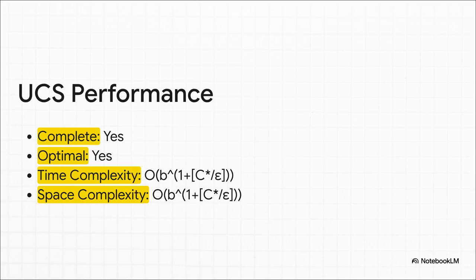But then we get to time and space complexity. And yeah, that formula looks a little scary, but don't worry about the exact math. What it's basically telling you is that the performance is tied to how expensive the final solution is. The more costly the optimal path, the more work the algorithm has to do. And that points to its Achilles heel. It can be pretty slow and eat up a ton of memory.